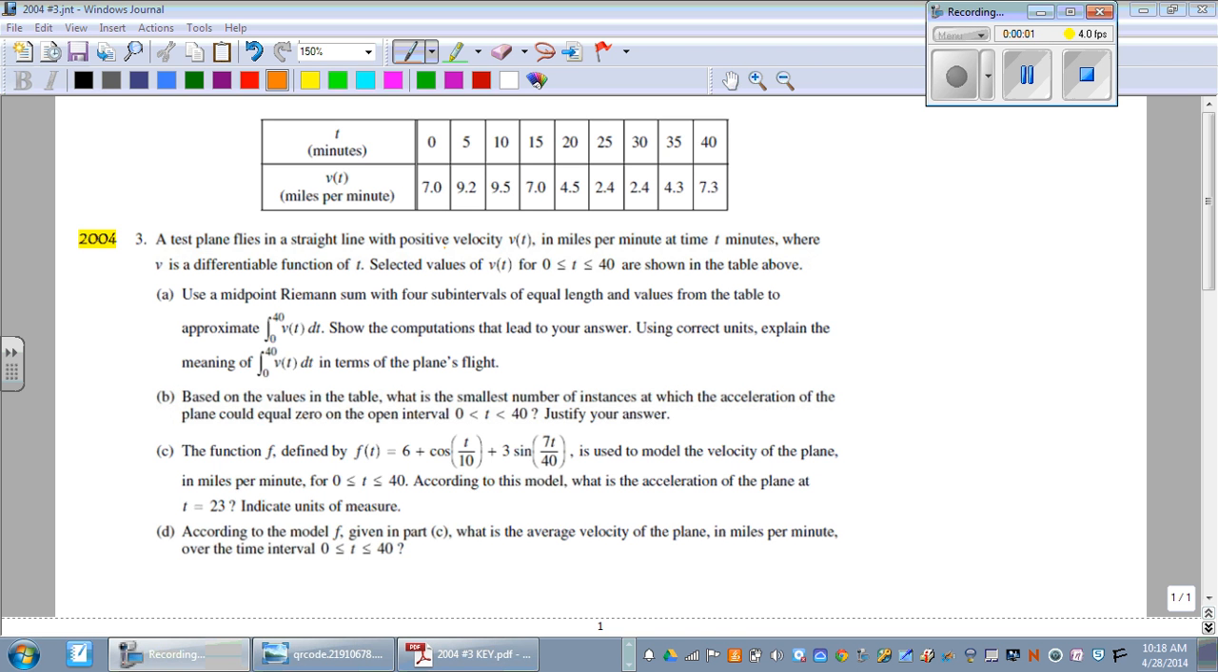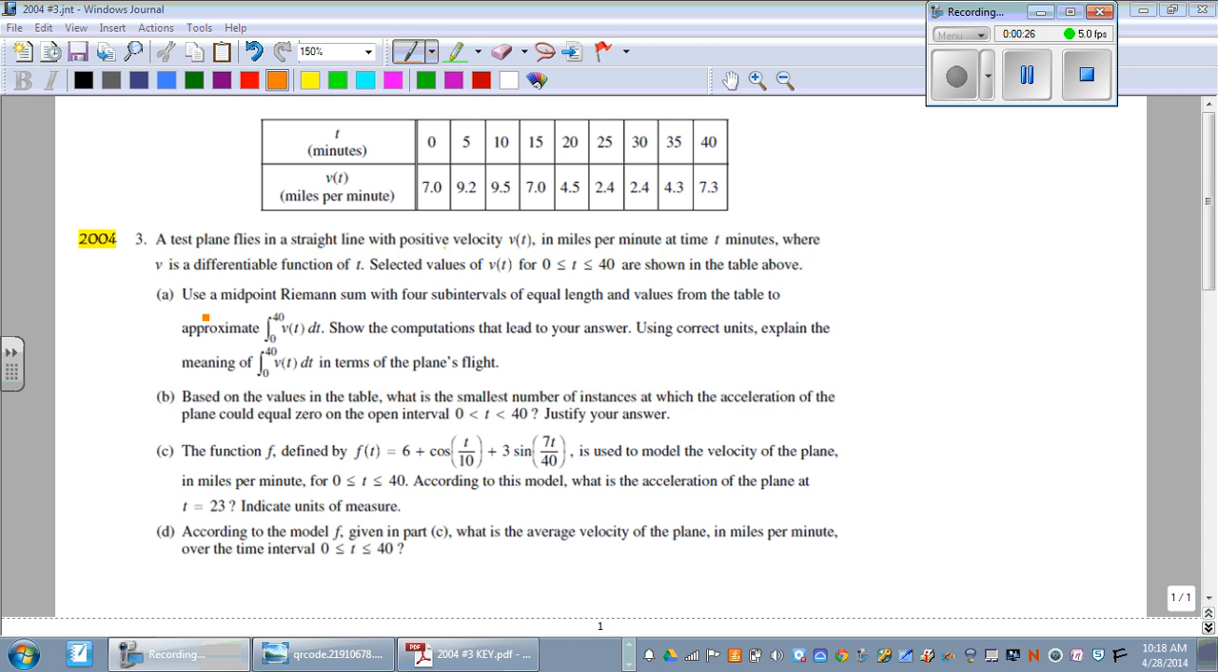Right, 2004, number 3, another one with a table. It says that a test plane flies in a straight line with a positive velocity v of t in miles per minute at time t minutes, where v is a differentiable function of t, so we take the derivative, figure out its acceleration. Selected values of v of t are shown from 0 to 40, so we're going in increments of 5 minutes.